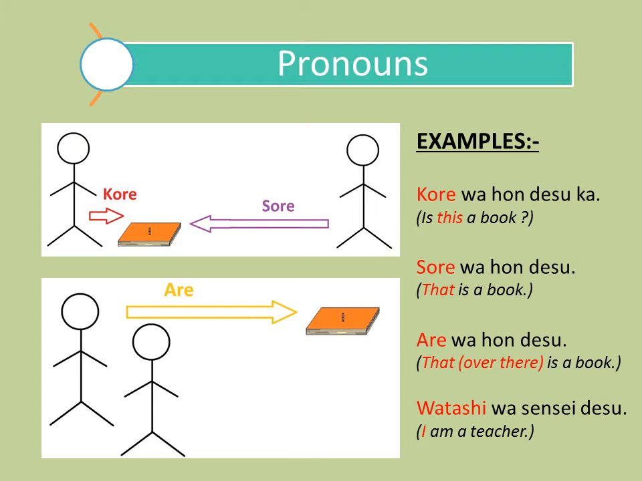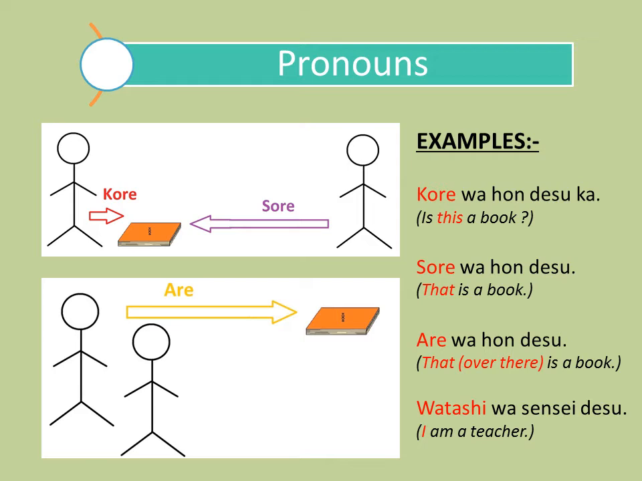Next we have pronouns. Now, what are pronouns? Pronouns are small generic words which are standing in place of nouns. In English we have I, you, he, she, this, that, etc. We will be learning only a very few of them.